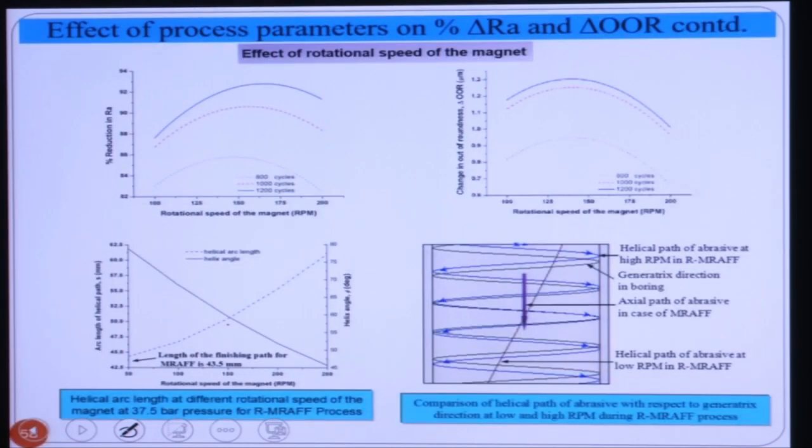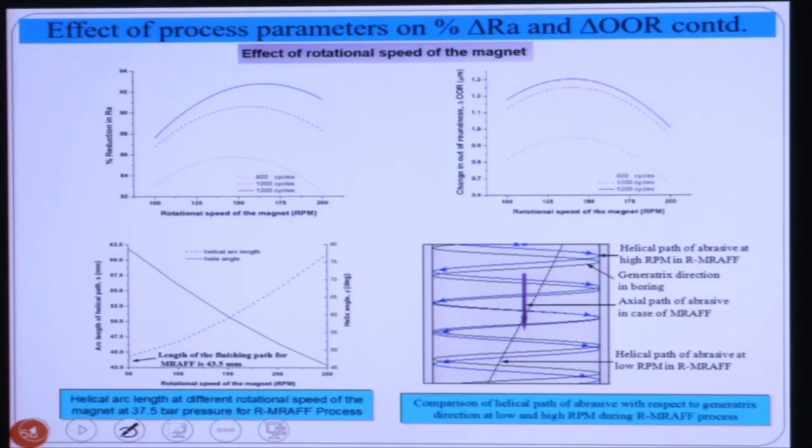Next, the effect of rotational speed on percent change in Ra. When you are increasing the rotational speed of the magnet, after some time the helical path of the abrasives and the genetics marks matter. The stainless steel workpieces are made by boring operation. When we are increasing the RPM of the magnet, after some time the genetics marks are there, and the surface particles take a similar helical path. So instead of cutting, they follow the same grooves, so that's why it is not cutting.